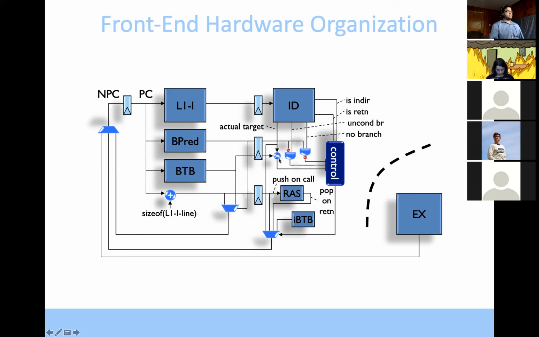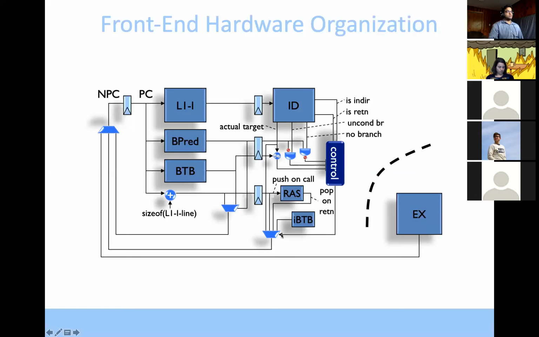And in some of these cases, there may actually be a need to re-update the PC to re-steer the fetch so that it goes the right direction. Two of these examples are when the instruction is a return, in which case you pop. So you push onto the register stack when it's a call instruction, you pop on a return instruction, and you use that to send that PC to the fetch. And the same for an indirect branch, which uses the IBTB.